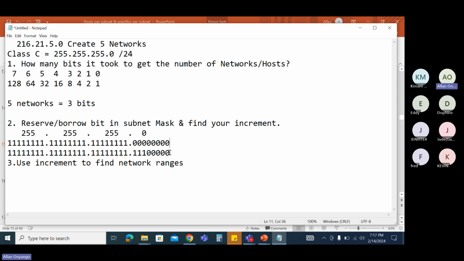I have more ones now, which means the network portion is now longer with 3 bits after borrowing, isn't it? And the host portion has reduced by 3. So when you're borrowing, you must borrow the immediate zeros and change them to ones. So, very good. Now things have changed here.